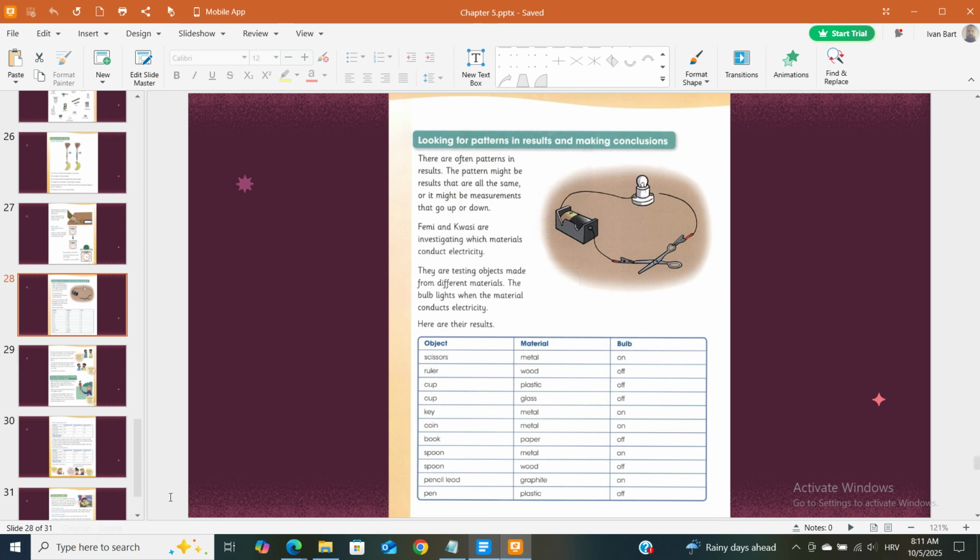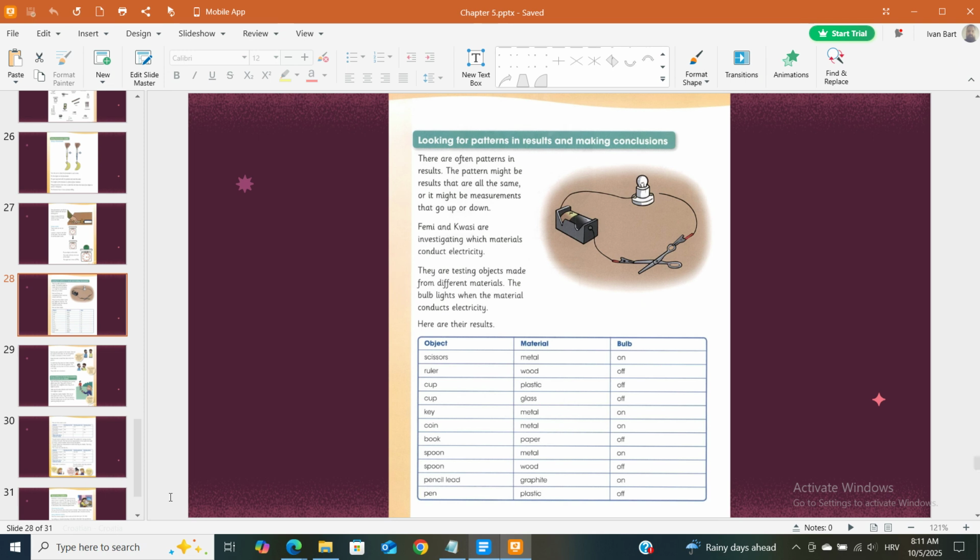Object, material, bulb. Scissors, metal, on. Ruler, wood, off. Cup, plastic, off. Cup, glass, off. Key, metal, on. Coin, metal, on. Book, paper, off. Spoon, metal, on. Spoon, wood, off. Pencil lead, graphite, on. Pen, plastic, off.